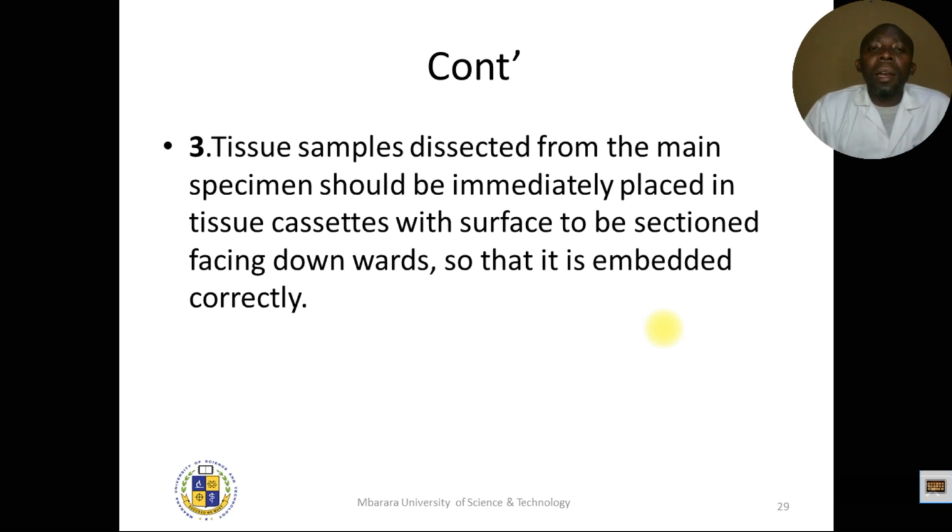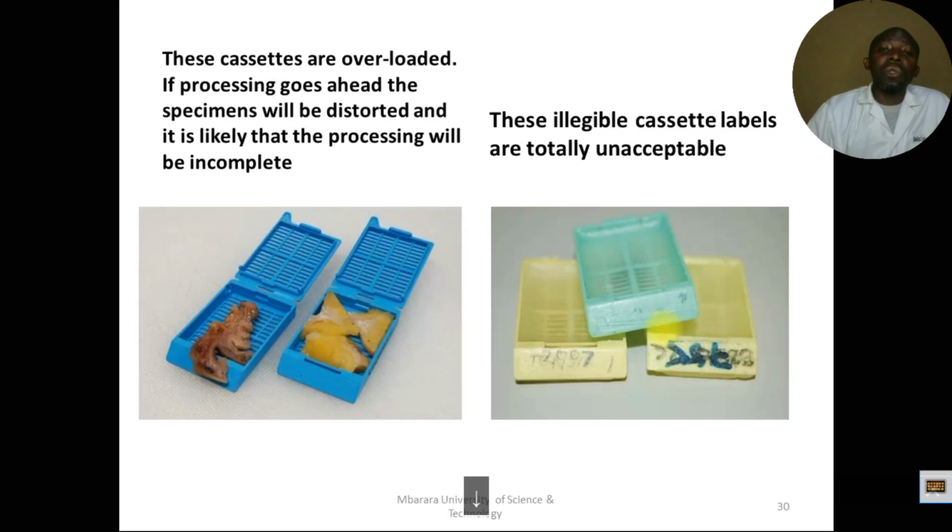So tissue samples dissected from the main specimen should be immediately placed in the tissue cassettes with the surfaces to be sectioned facing down. This is very important. We need to make sure that the surfaces which are going to be sectioned are put downwards so that it is embedded correctly. So when you get a cassette and you're going to embed this tissue, it is good to always maintain the orientation of the tissue as it is in the cassette, because we need that surface to be sectioned first. It is our portion of interest that we need to look at.